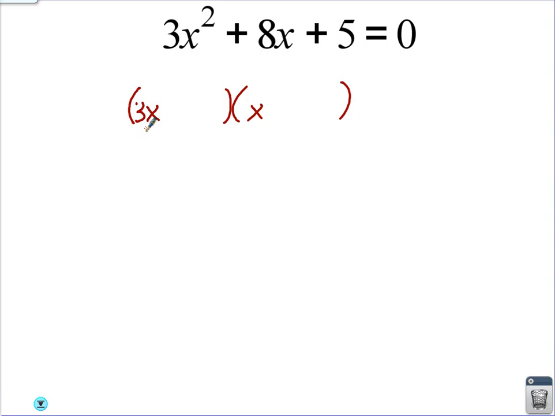The method that we used to use when I was in school was called trial and error. And you never want to hear the words trial and error in a math class. Because trial and error means you try something, and if it doesn't work, you try something different, and if that doesn't work, you try something different again. You could use an entire sheet of paper to try to figure out how to factor this.